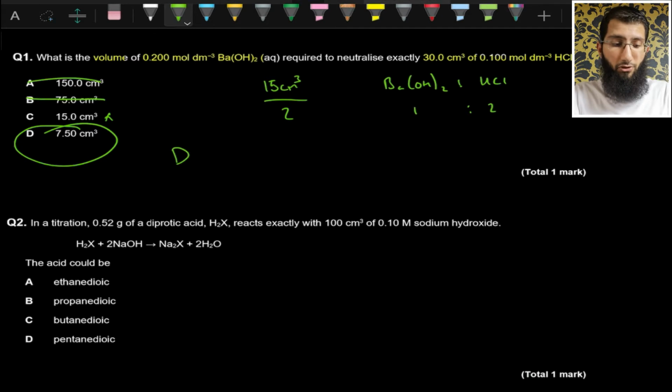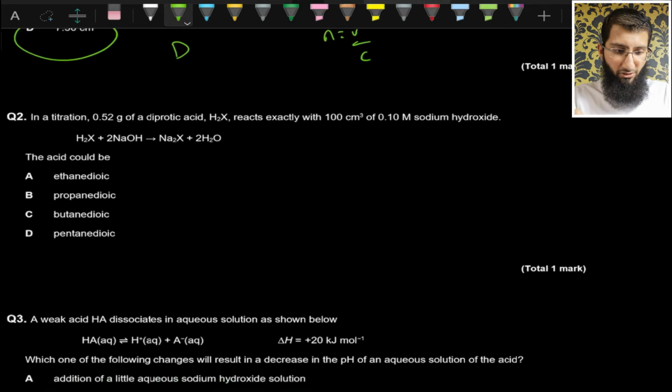You could alternatively work this out using maths from first principles. You could start off by working out the moles of HCl. Once you've got the moles of HCl, divide by 2 to work out the moles of barium hydroxide, and then simply work backwards using the equation n = vc. If you know the moles of barium hydroxide, you can work out the volume by dividing by the concentration. That's pretty much all there is to it.